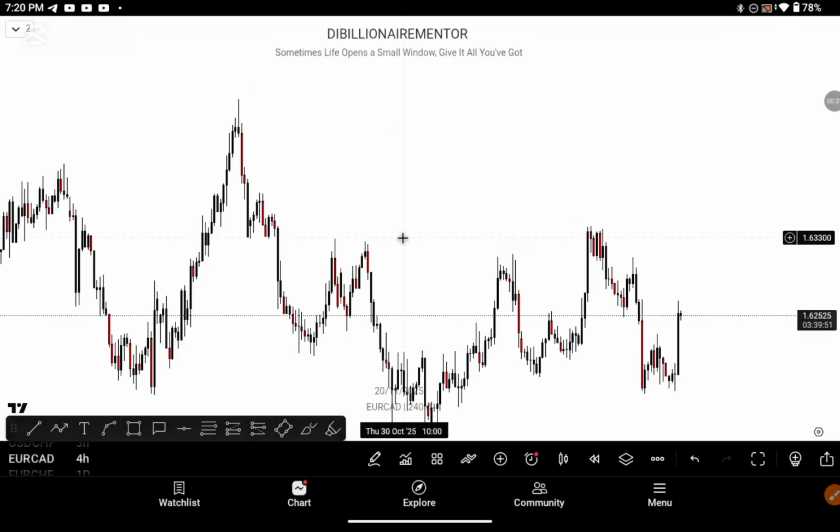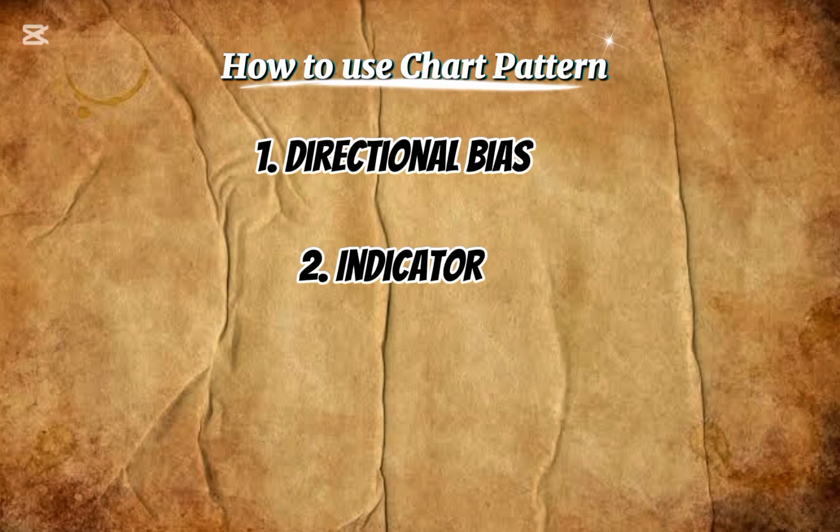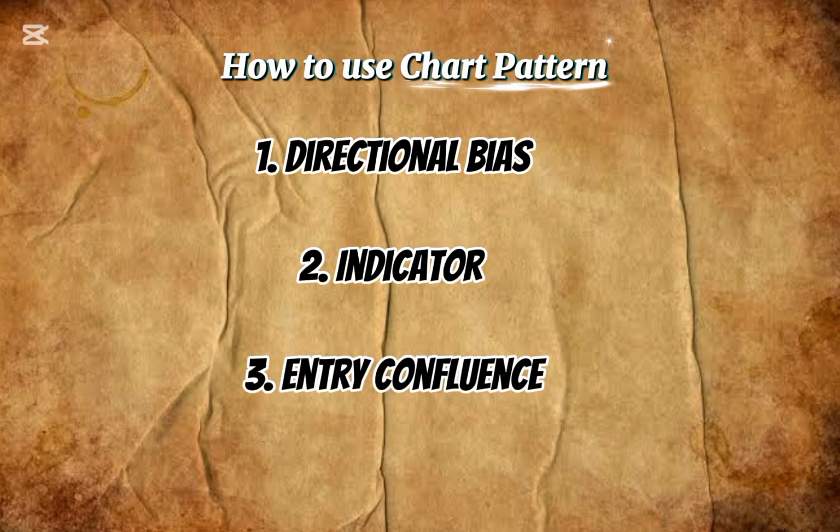Number one, what are chart patterns actually used for? They are used by directional buyers as an indicator to know if your current trend is going to continue or your current trend is going to reverse. It's also a confluence for directional buyers. It's also used for your entry confluence. You understand? You can use it for your entry model. You can use it for your directional buyers. So without further ado, let's jump into what we got for today.